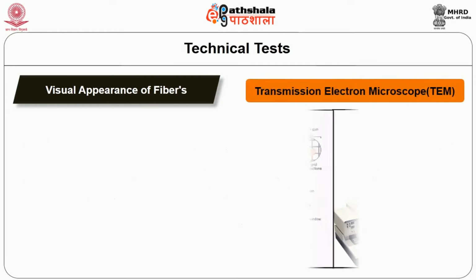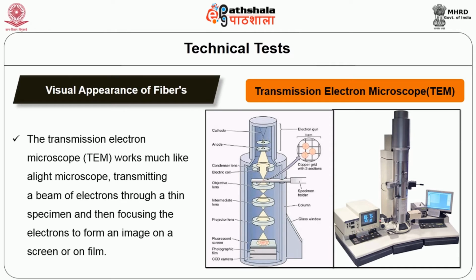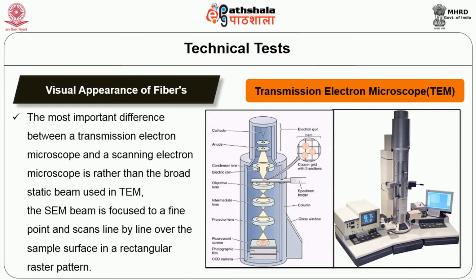Regarding the transmission electron microscope, it works much like a light microscope because it works through transmission of a beam of electrons through a thin specimen and then focusing the electrons to form an image on a screen or on film. The most important difference between the TEM and the SEM is that rather than a broad static beam being used in TEM, the SEM beam is focused to a fine point and scans line by line over the sample surface in a rectangular raster pattern.